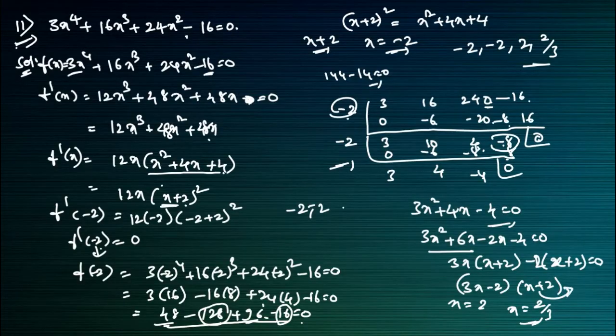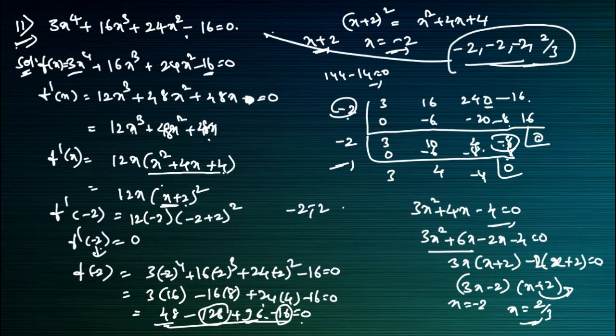Here this is x plus 2, no? So it will also give minus 2 here. So minus 2 is another root. So the roots of this equation are minus 2, minus 2, 2 and 2 by 3. These are the 4 roots of the seventh question here. Now moving to the next question.